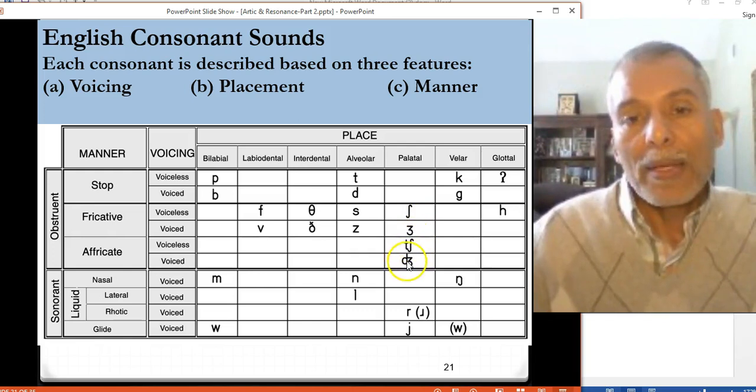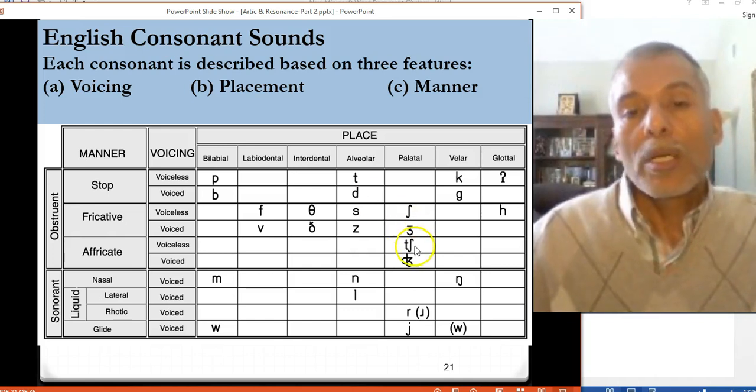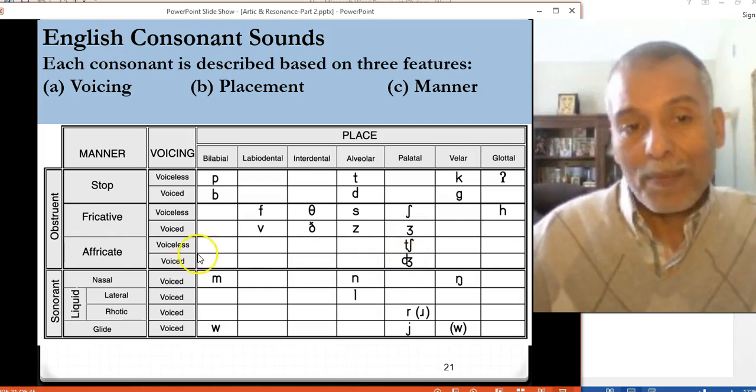And then the voiced form of that is the d, combined with the j. It becomes j, as in judge, fridge, cage. So now we have a voiced palatal affricate. So these are the affricates.